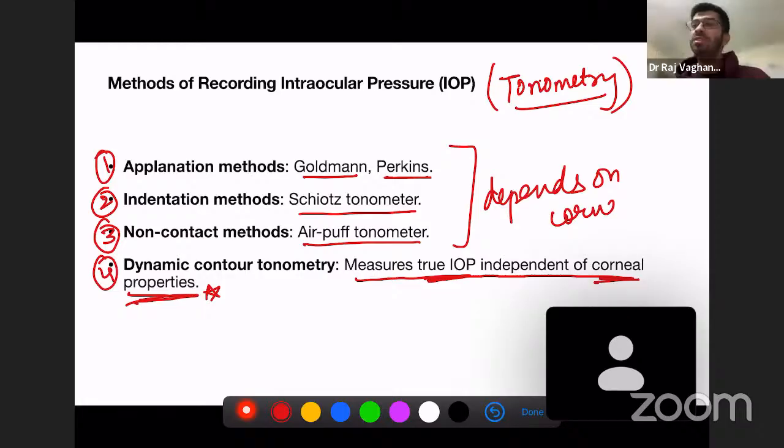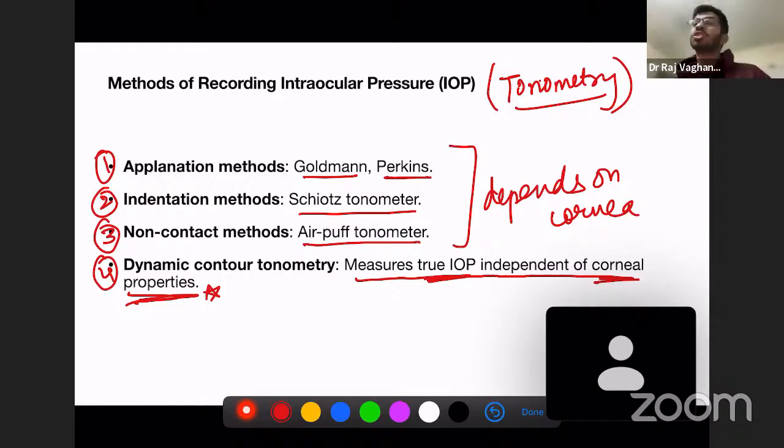So dynamic contour tonometry measures true IOP, and the other methods also measure the true IOP, but they depend on the cornea. If you have a healthy cornea, then it gives a fine reading. If you're having any hazy cornea or any infection in the cornea, then these three methods, that is applanation, indentation, and non-contact method, will give a faulty reading or some errors in the measurement. So this is about the measurement of IOP.